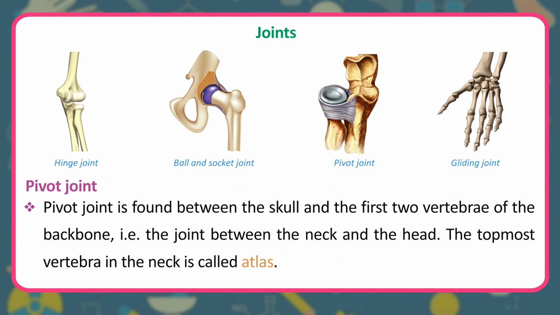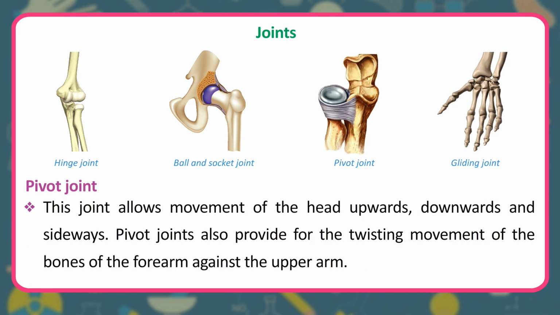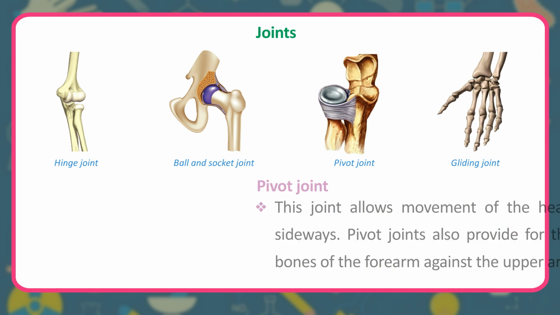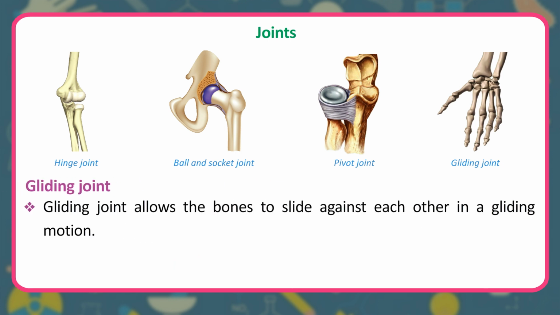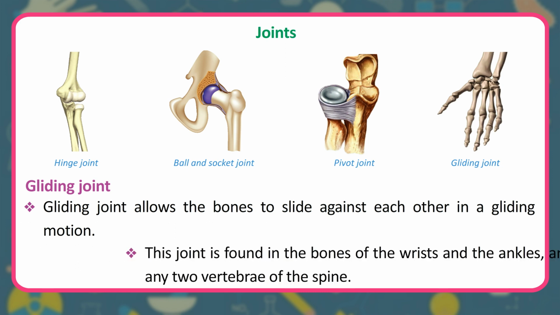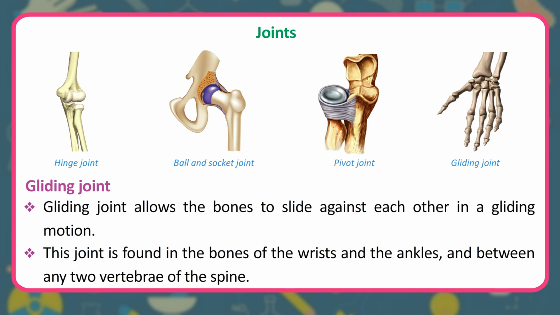Pivot joint. The pivot joint is found between the skull and the first two vertebrae of the backbone, i.e. the joint between the neck and the head. The topmost vertebra in the neck is called atlas. This joint allows movement of the head upwards, downwards and sideways. Pivot joints also provide for the twisting movement of the bones of the forearm against the upper arm. Gliding joint. The gliding joint allows the bones to slide against each other in a gliding motion. This joint is found in the bones of the wrists and the ankles, and between any two vertebrae of the spine.